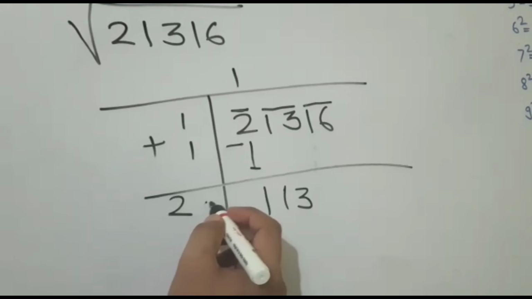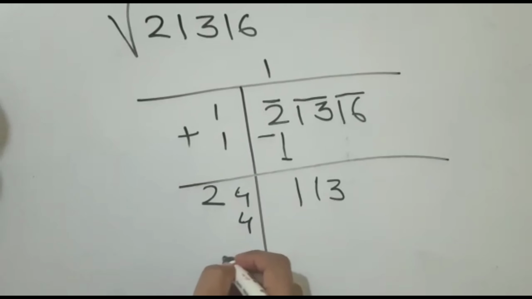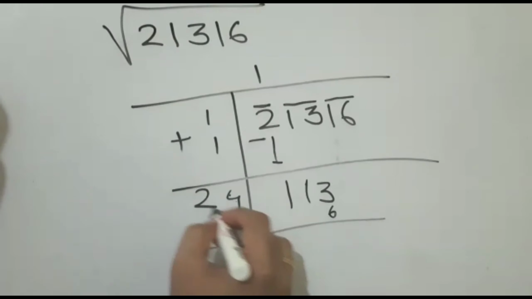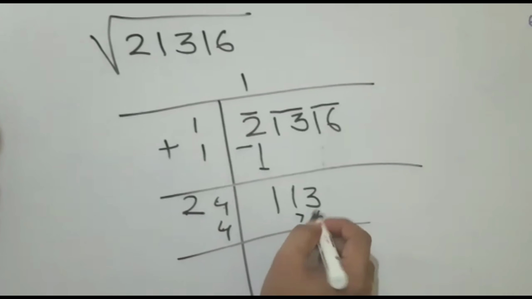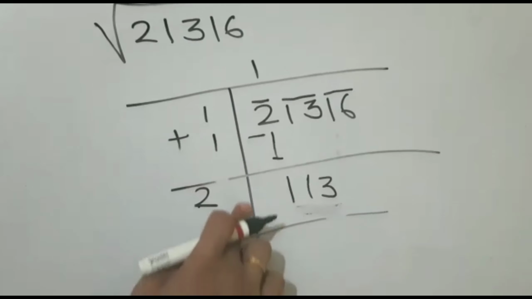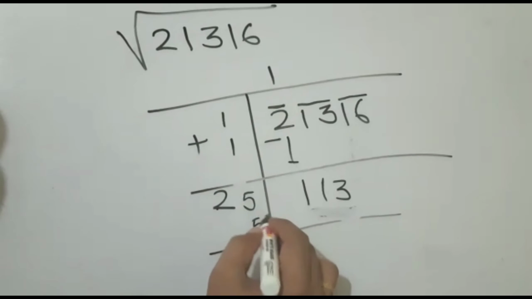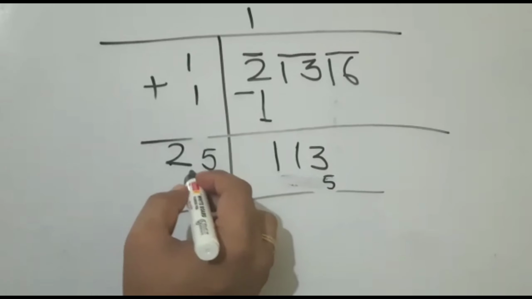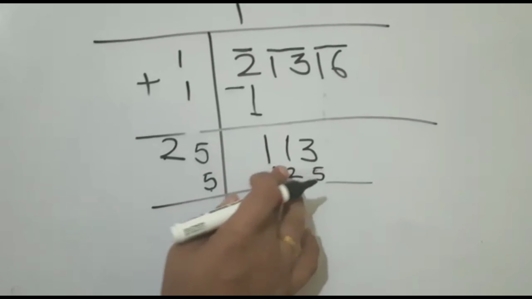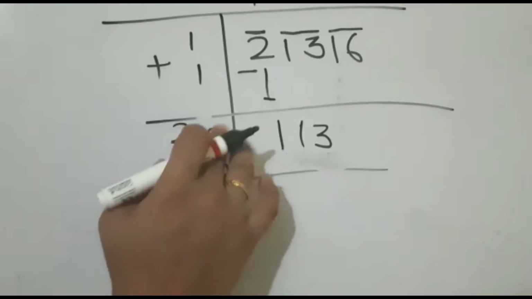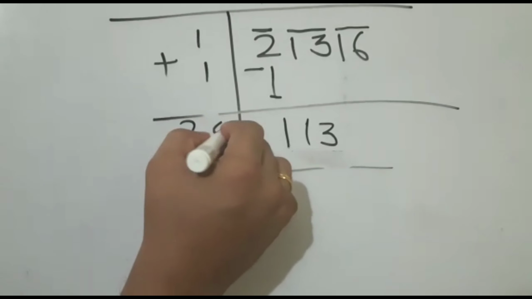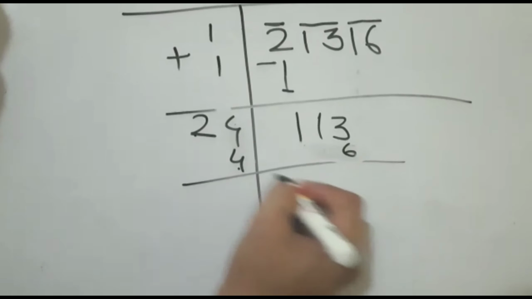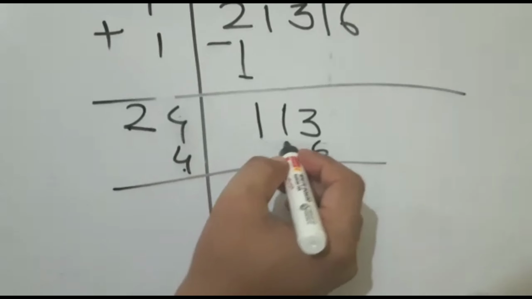We will take 4 here. So 4 into 4 is 16, 4 into 8 is 32, and this is a very small number. We will take 5 here. 5 into 5 is 25. Carry 2. 5 into 8 is 40 plus 2, 42. This is the bigger number. So 5 doesn't come here. We have to take 4 here. Now 4 into 4 is 16. 4 into 8 is 32 and 1 is 33.